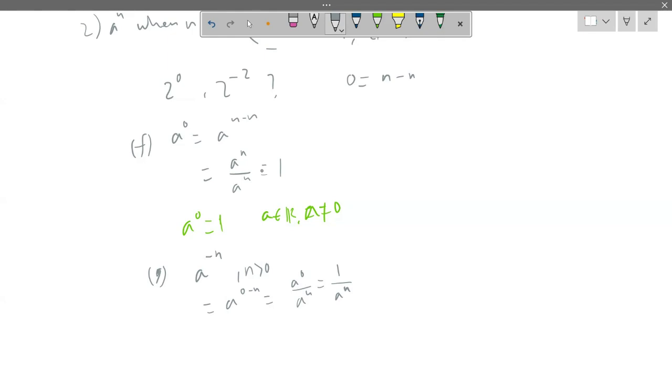So, for instance, 2 to the power of negative 2 here is equal to 1 over 2 to the power of 2, because here n is equal to 2, which is equal to 1 over 4. So that's the answer for the power of negative 2. All right, I've summarized this into a to the power of negative n equals 1 over a to the power of n.